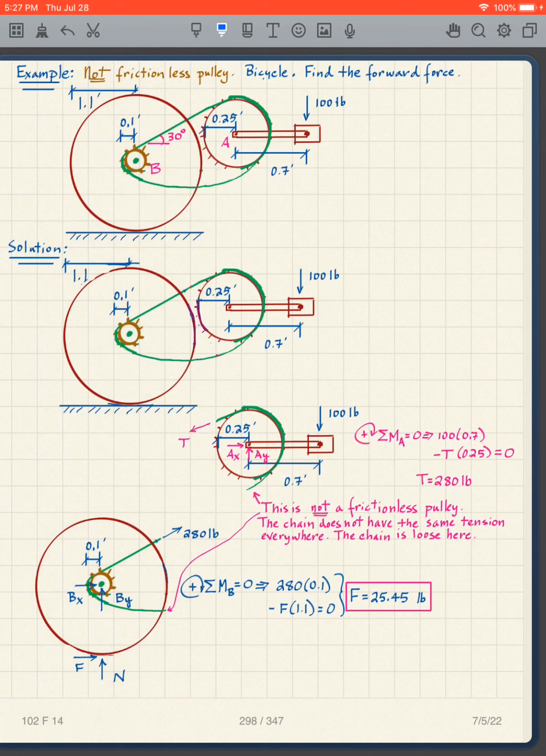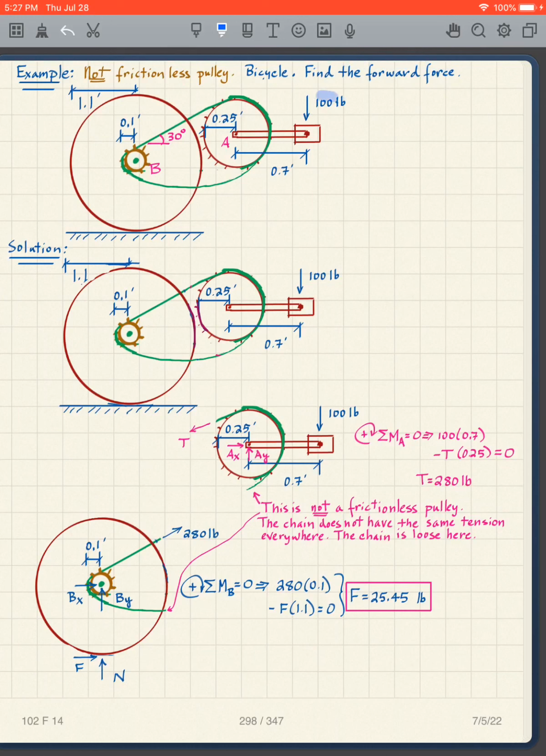Okay, I want to say something about not frictionless pulleys, because we're sort of in friction now. And so just so you have an understanding of what's coming up, I'm not going to go through this in a lot of detail, but this is a situation that everybody is familiar with, a bicycle. So let's see what this is. Find the forward force in this situation. In other words, I'm saying that this is moving, just moving.